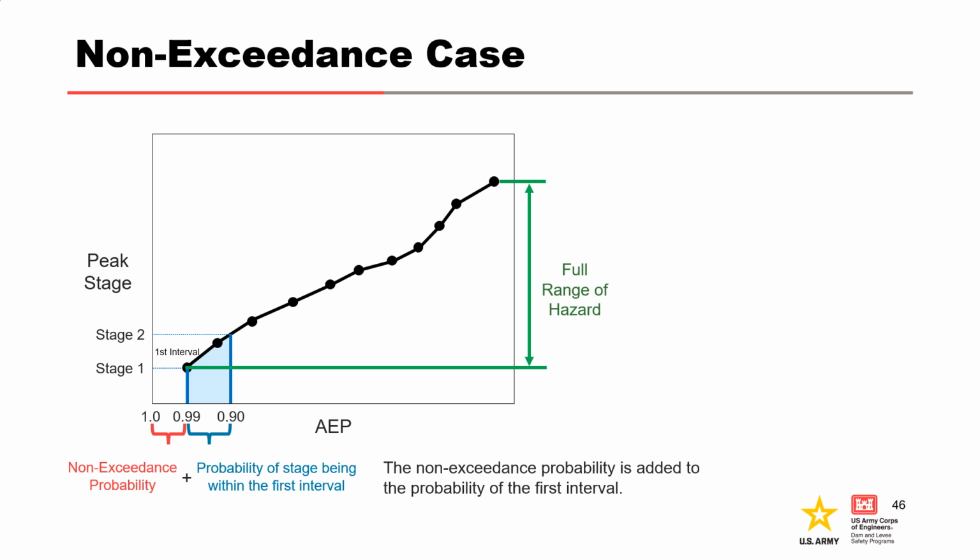Also, to reiterate what I've covered on the previous slide, because the probabilities given for each stage are exceedance probabilities, we need to subtract the probabilities of the stages that define the interval to calculate the probability of having a peak stage that falls within that interval. In the example, stage 1 is exceeded 99% of the time. In stage 2, it's exceeded 90% of the time. Therefore, the probability that a peak stage falls between stage 1 and stage 2 is equal to 9% each year, or 99% minus 90%.